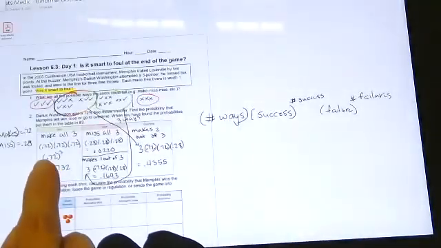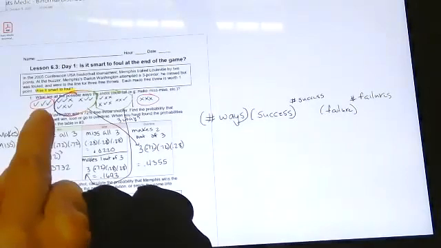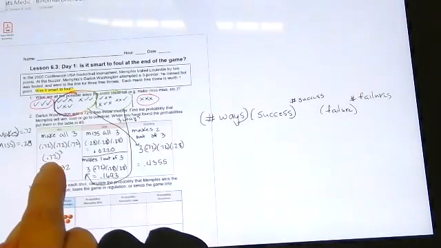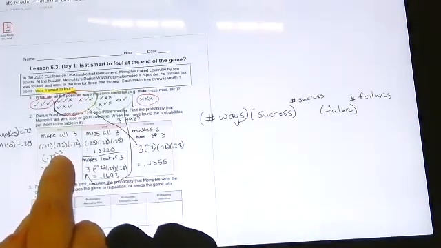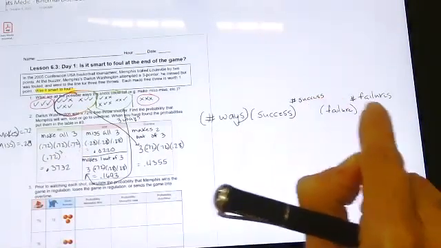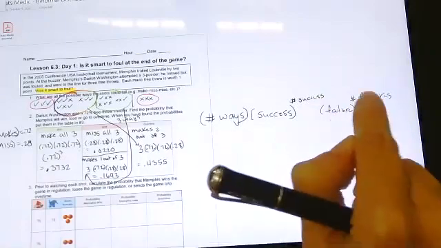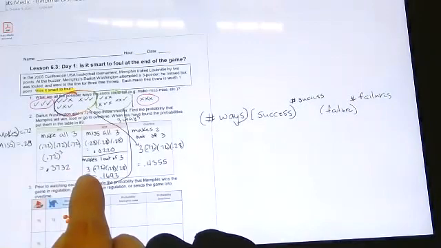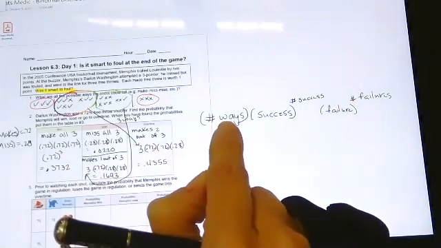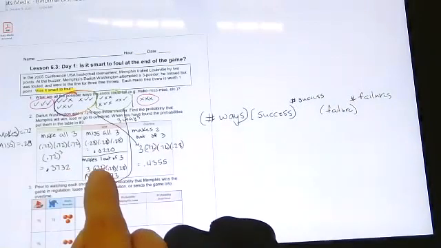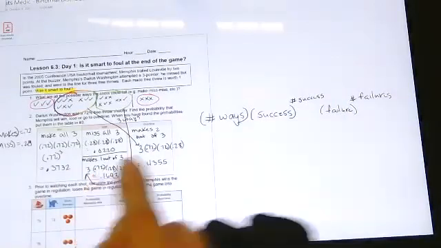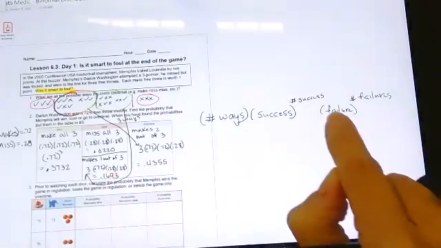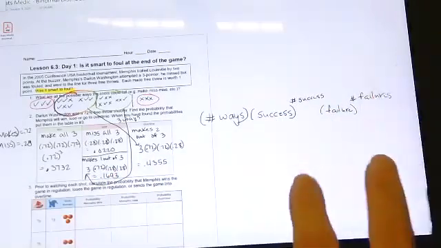There was only one way to make 3 baskets right here. So technically there is a 1 in the front. Then we had the probability of success raised to the 3rd power because there were 3 successes. There were 0 failures, so this just goes away. Here, there are 3 ways that you can make 1 out of 3 baskets, so we had the number of ways in the front. Then we had 1 success, so 0.72 to the 1, and then 2 failures, 0.28 to the 2nd power.